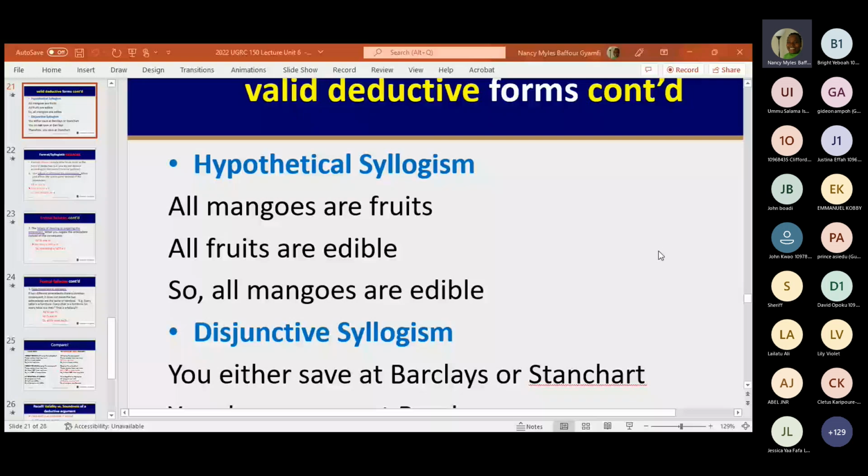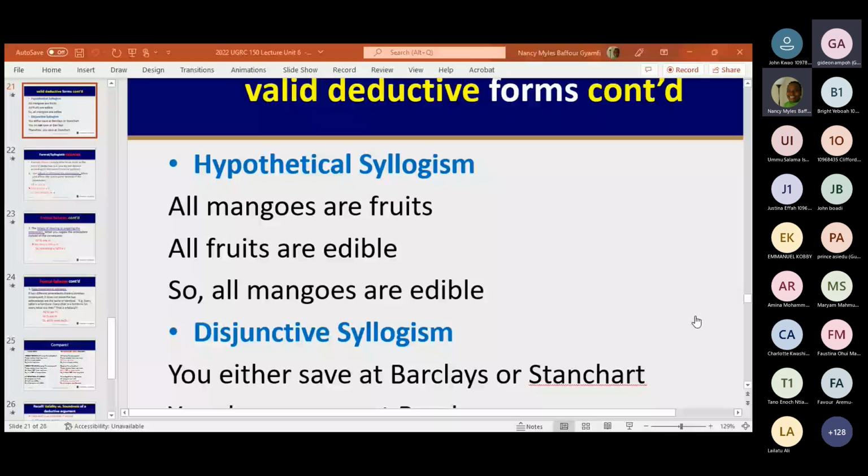Yeah, John, go ahead. Madam, in the disjunctive syllogism, it becomes a problem, or invalid, if you say you either save at Barclays or Stanchart, and you say you save at Barclays, so you do not save at Stanchart. It is not valid, because disjunction has an inclusive sense. Take it from me, it's not always exclusive. It could be both.